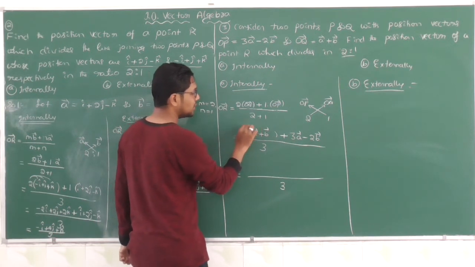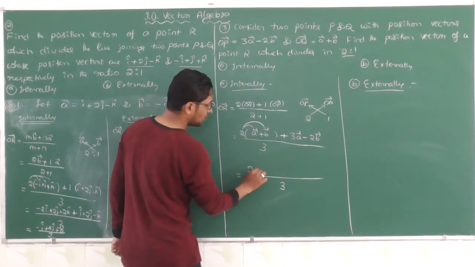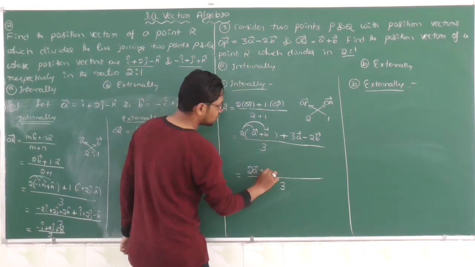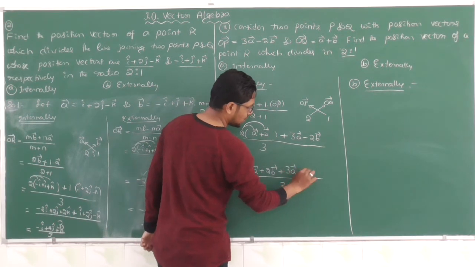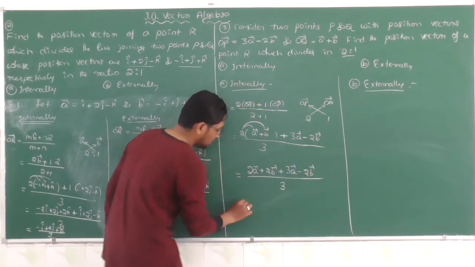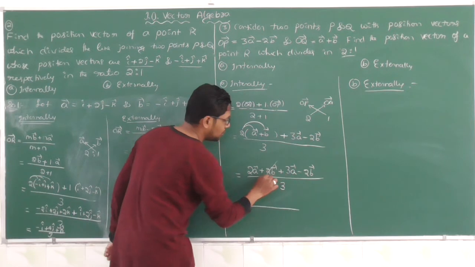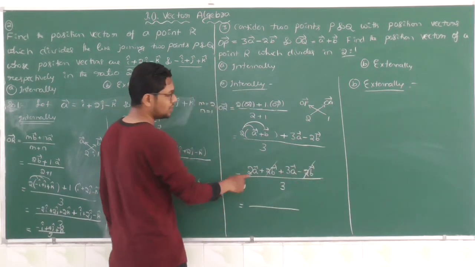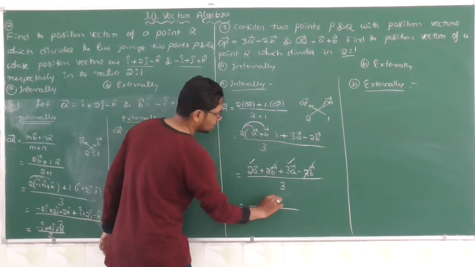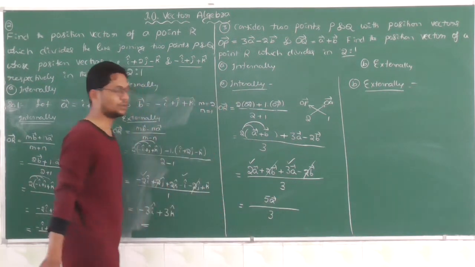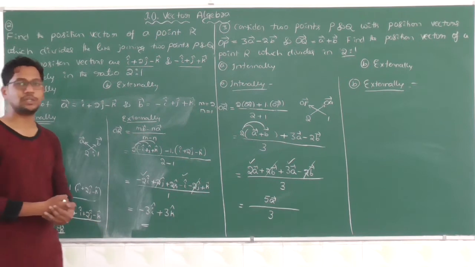You just multiply the 2 inside the brackets: 2a vector plus 2b vector plus 3a vector minus 2b vector. Plus 2b vector and minus 2b vector cancel. 2a vector plus 3a vector is how much? 5a vector divided by 3.